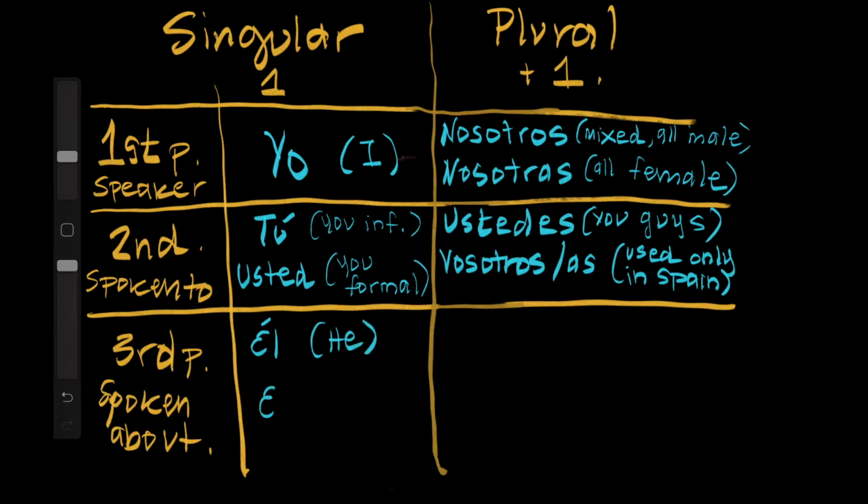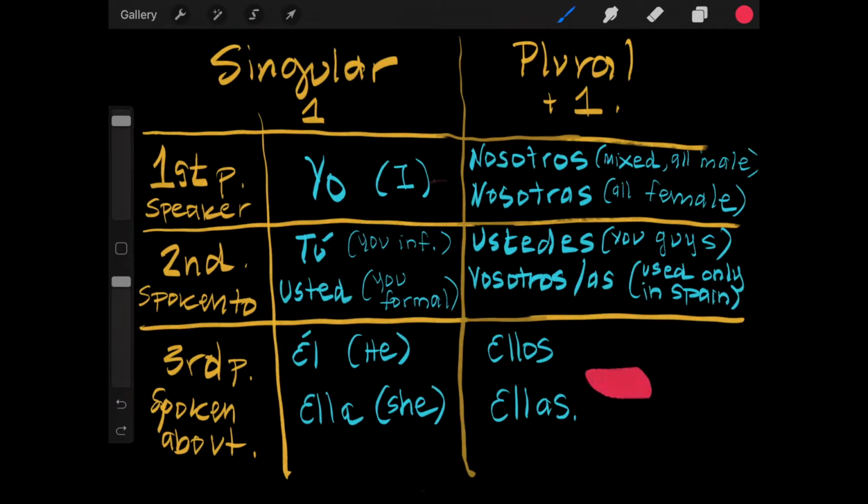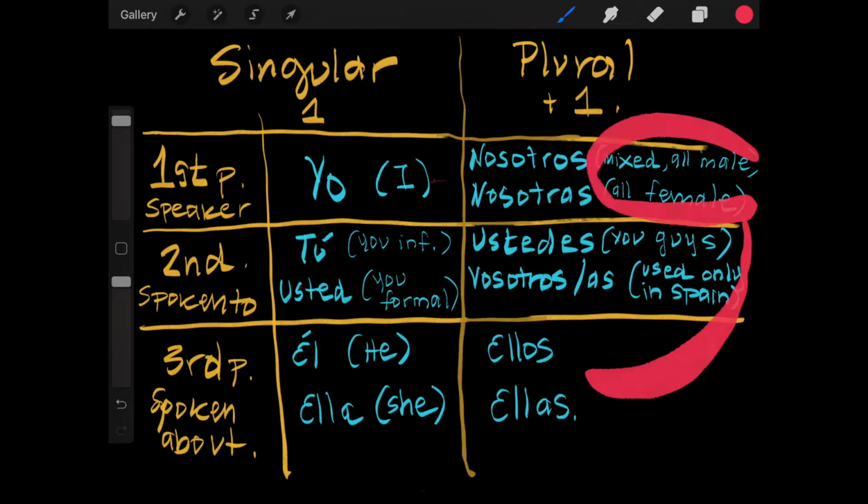The third person singular is él and ella. And the third person plural is ellos and ellas, which again follows the same gender rule that we saw before. Ellos for a mixed group or all only males, and ellas exclusively for a group of females.